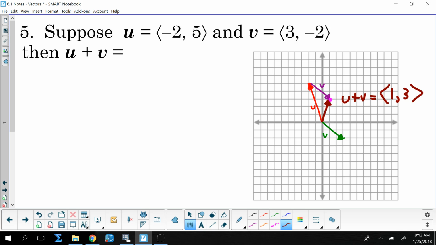Did you just connect them? Because I went u, which is red, then I went v. At the end of u, I put v in there, so that gives me u plus v, because I went u and then I went v. Can you just add the difference?